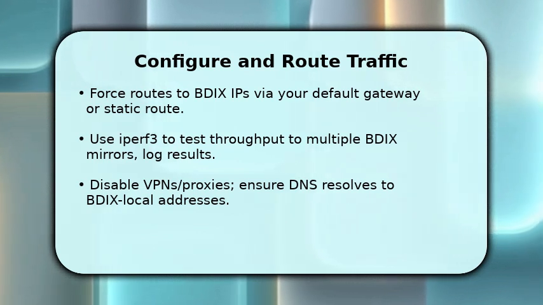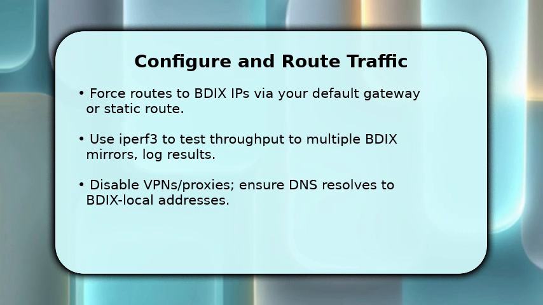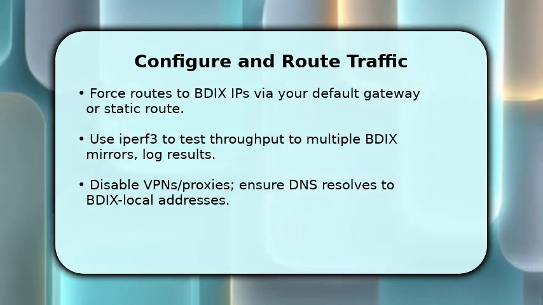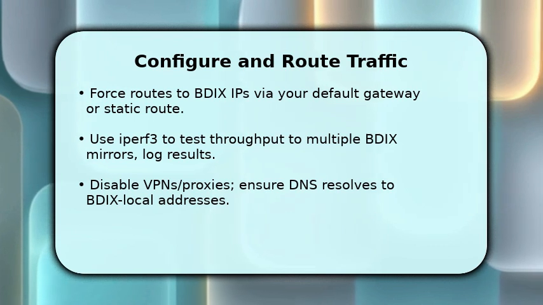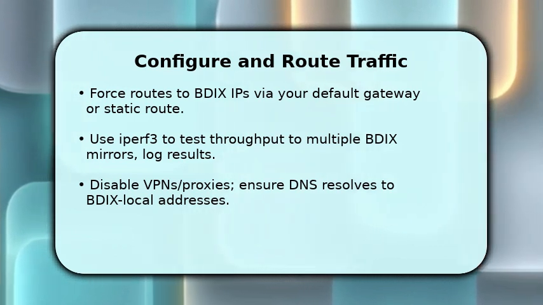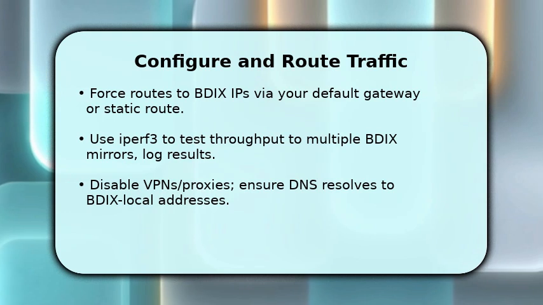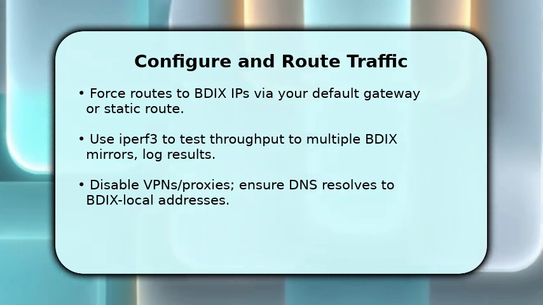Then run iperf3 tests against several Bdix mirrors, varying parallel streams and window sizes to find optimal throughput. Disable VPNs and proxies that tunnel traffic outward, and confirm DNS resolution returns Bdix local addresses.